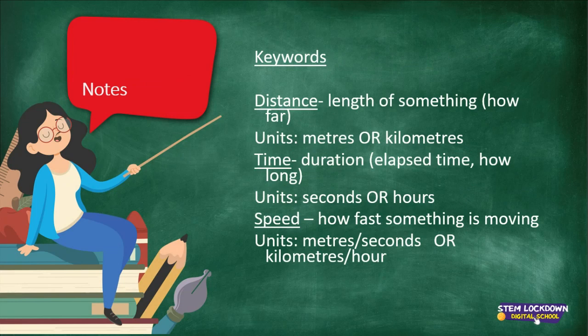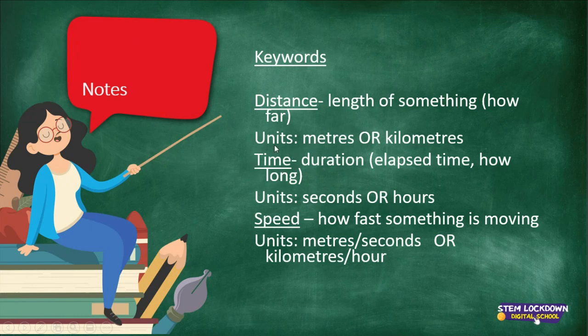Okay, keywords. There are three keywords that you guys are already familiar with. The first one is distance. Distance is basically the length of something. For this section, sometimes if you want to know distance, they'll say how far. How far does someone travel from this place to that place? And for this lesson, for the units of distance, we'll be using meters or kilometers.